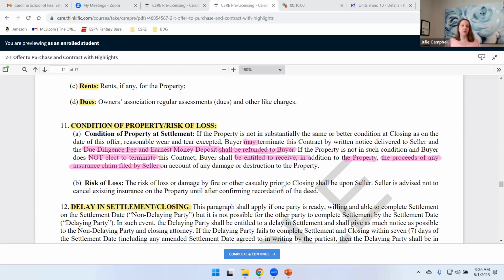You're under contract. Your buyer calls you and says, what do I do? They've got two choices. They terminate and get their due diligence and earnest money back, or they proceed to closing and get the seller's insurance.